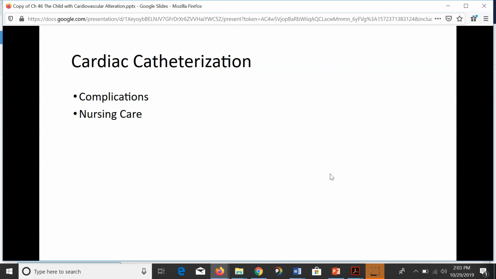Cardiac cath. Diagnostic is used to diagnose. Many times this is done before surgery in an infant. Interventional is used to make changes, for example, dilating stenosed vessels. Complications can occur during the procedure and after and include dysrhythmias, hemorrhage, vascular damage, vasospasm of the catheterized vessel, thrombus or emboli formation, and infection.